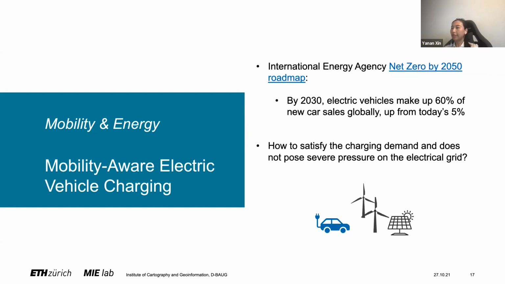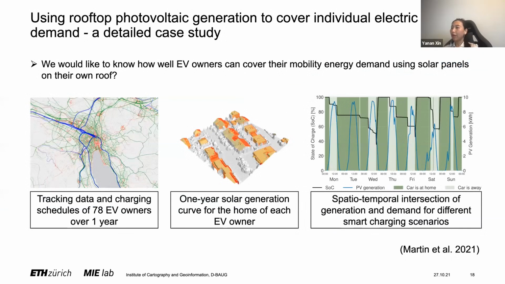Then it comes to the question, how should we satisfy the charging demand and mobility needs of users without posing severe pressure on the electrical grid? An idea is to use a rooftop photovoltaic generation to cover individual electric vehicle demand. Particularly, we wanted to know how well electric vehicle owners can cover their mobility energy demand using solar panels on their own roof. We combine the real mobility behavior of electric vehicle owners, shown by the left figure, with a solar model that is applied to their respective houses, shown in the middle figure. Then we simulate different smart charging scenarios to find out how much of their EV-related energy consumption could have been covered if they had a PV system on their roof.